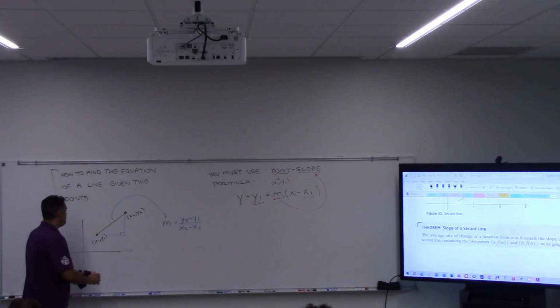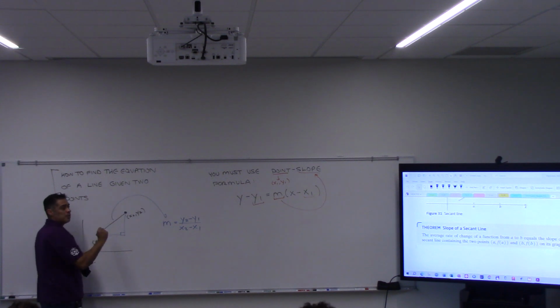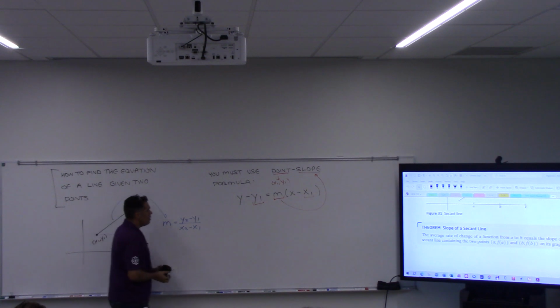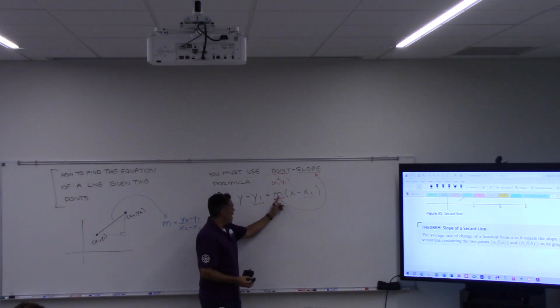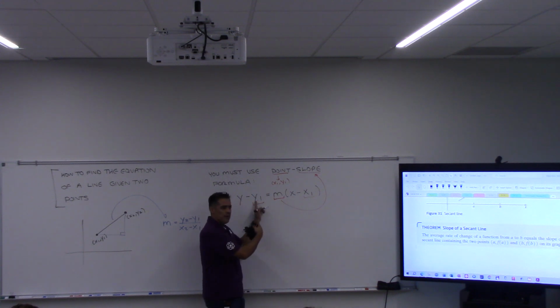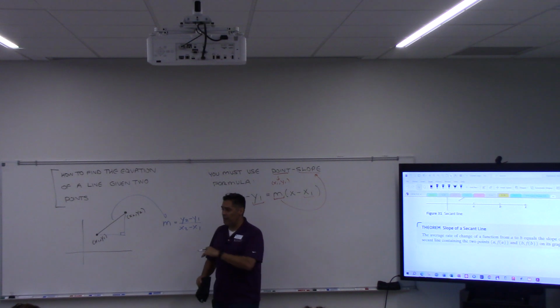So recap, if somebody gives you 2 points and you want to find the equation of the line, here's what you're going to do. You're going to calculate the slope. And once you have the slope, you're going to plug that number in right here. And then here you're going to replace that with whatever x1 was, and here you're going to replace with whatever y1 was, and you're done. You'll have the equation. So let's do one example, right?